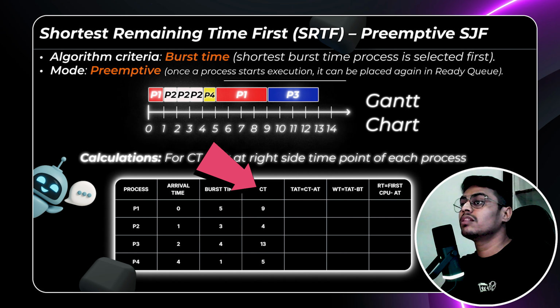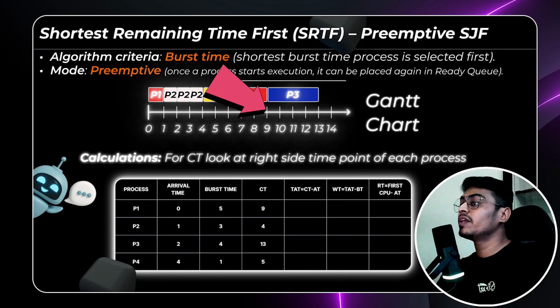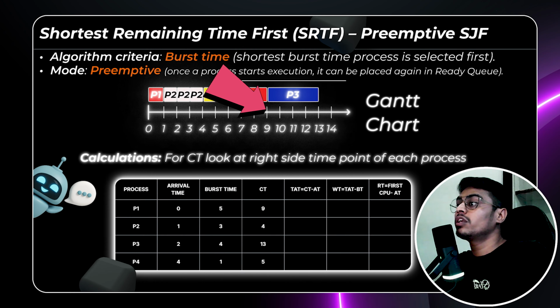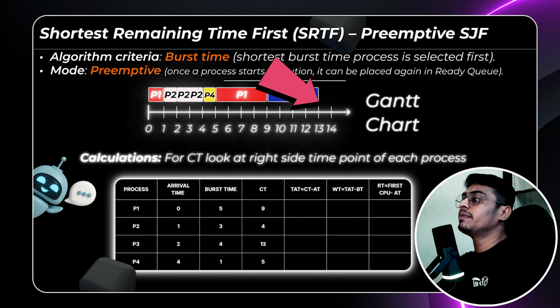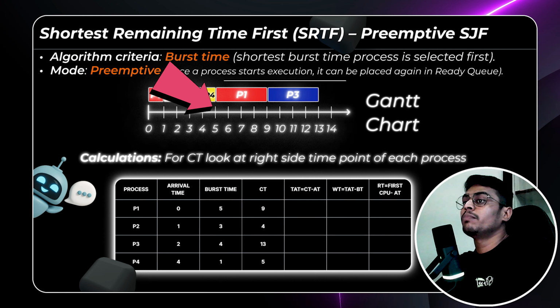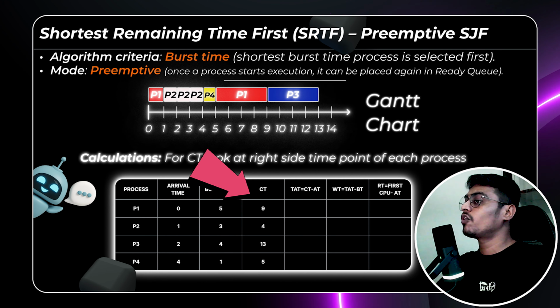Now first write the completion time. Check when each process got completed. Now where did P1 appear last? We have to check on its right hand side. So here P1 got completed at 9. P2 appeared here last, so it got completed at 4. P3 came here and got completed at 13. P4 came here and got completed at 5. So completion time is P1 9, P2 4, P3 13, P4 5.